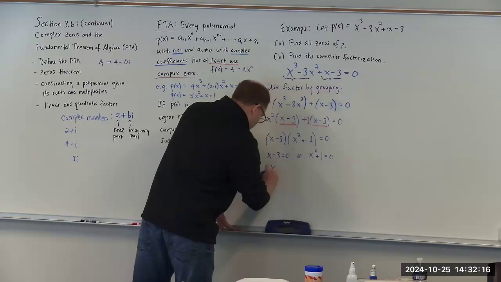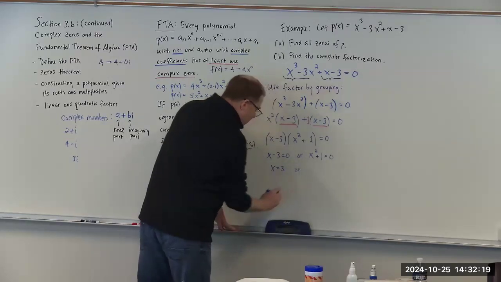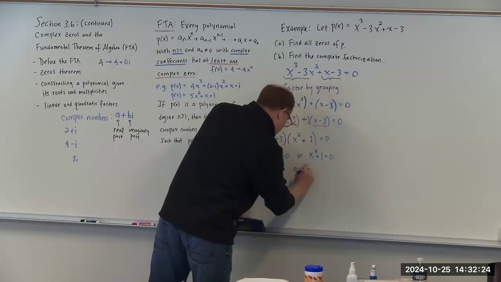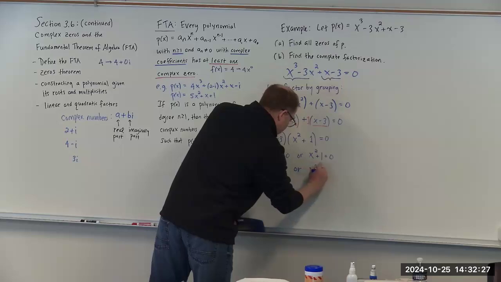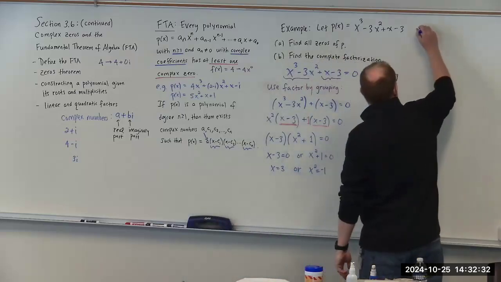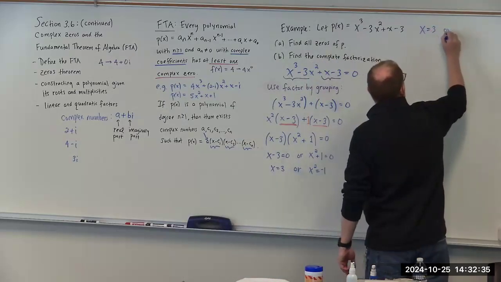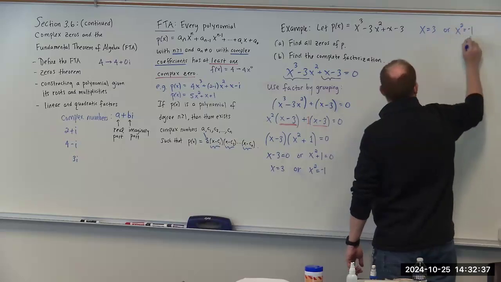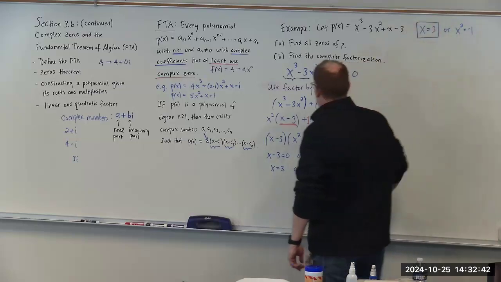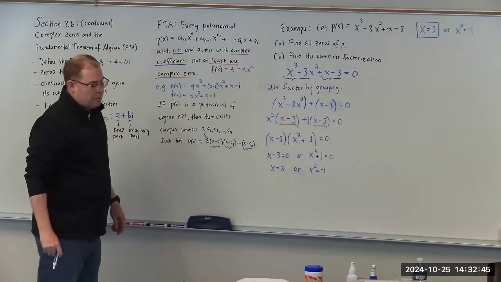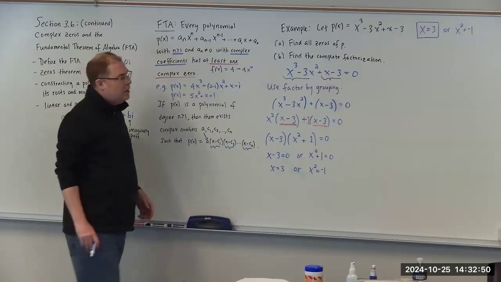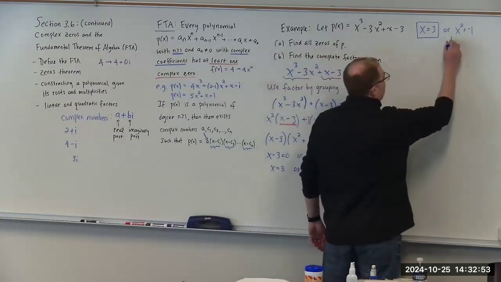This gives us x equals 3, or x squared equals negative 1. Let's go up here. So we have x equals 3 or x squared equals negative 1. So we found one of our solutions, in this case, a zero for the polynomial. What about this other one?